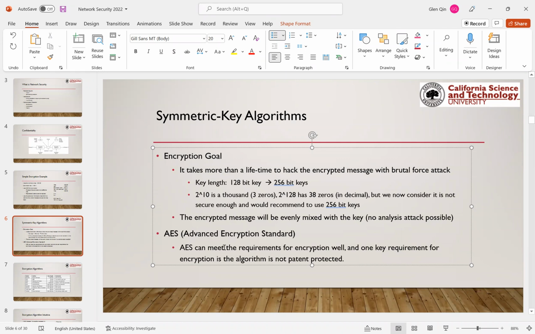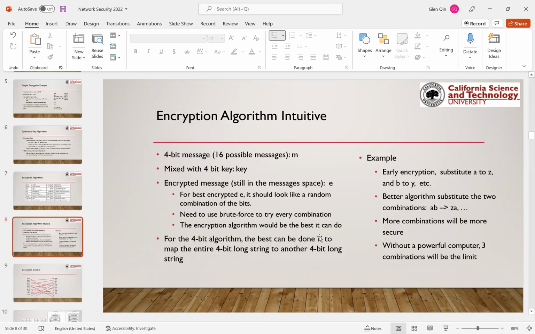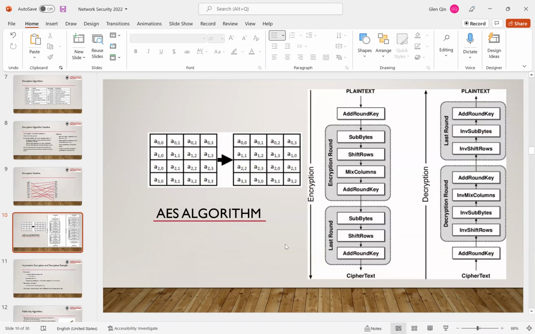I'll give you some sense. One of the algorithms I like is called AES, Advanced Encryption Standard. So how is this doing? This is the AES. Basically, we don't have to go through all of the details. For the algorithm itself, this is 1, 2, 3, 4. This is 4 bytes. 4 bytes times 4 bytes is 16 bytes.